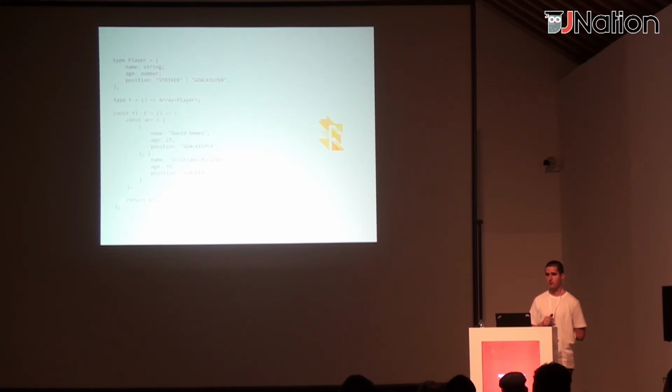And we try to implement our variable f1 of type F. So we try to implement a variable f1 that is just a function that takes no arguments and returns an array of players. And Flow accepts this program, no errors, because it knows that array ARR is a valid array of players. And so it accepts this program.